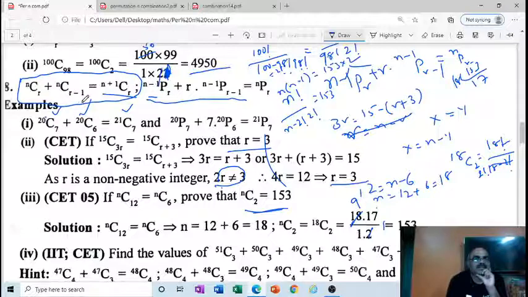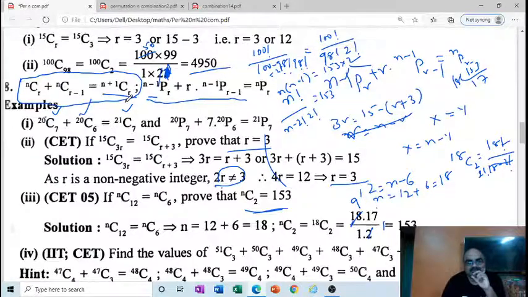NCR plus NCR minus 1 is equal to N plus 1 CR. Now look here, first two. If I say this is NCR, 47C4, the next one is NCR minus 1, which is 47C3. What formula can you apply? N plus 1, N plus 1 becomes 48, C, and R is how much? 4. When I add these two, I get an answer called 48C4.